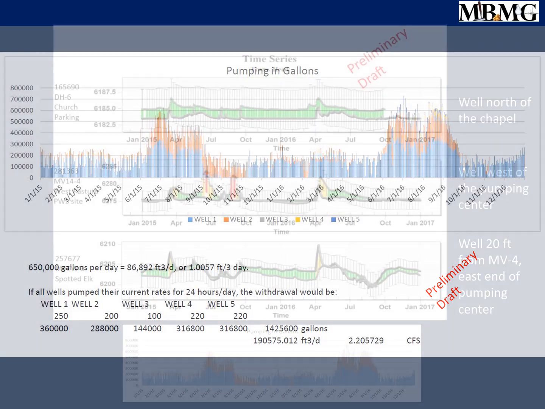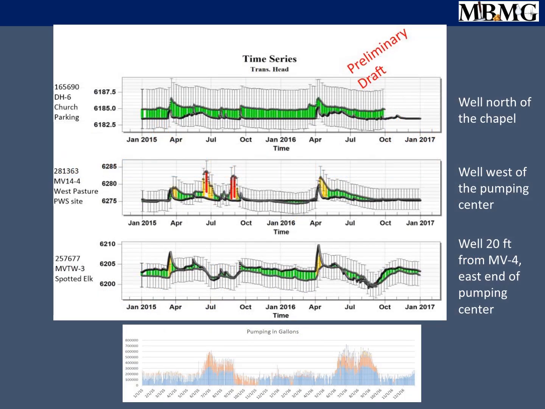If you go to the next slide, this is now showing water levels in the wells. The top and second wells are at the far west pasture end of the aquifer, away from the pumping area. This well here is at the east end of the pumping area. In this bottom graph, remember, the hatchers are just like on the map. The observed data is always the middle data in the hatcher, and then the model data is the other one.